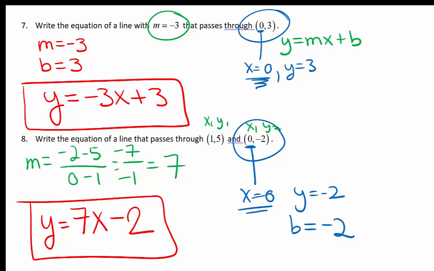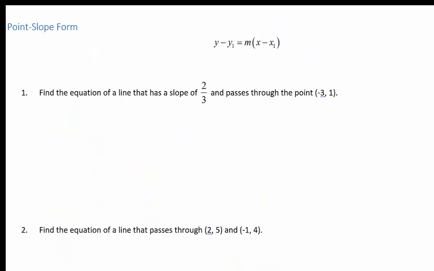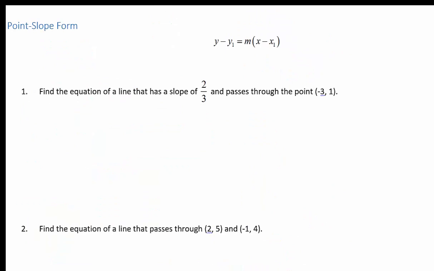Now, one way you could check your answer in this case is you could take that point 1, 5, and if you plug x equal 1 into the equation that we wrote, if you replace the x with 1, you get 7 minus 2, which is 5. You do get that y value of 5. It's kind of a nice way to check and make sure that your line actually works with the points that are given. So the slope-intercept form is a great formula.